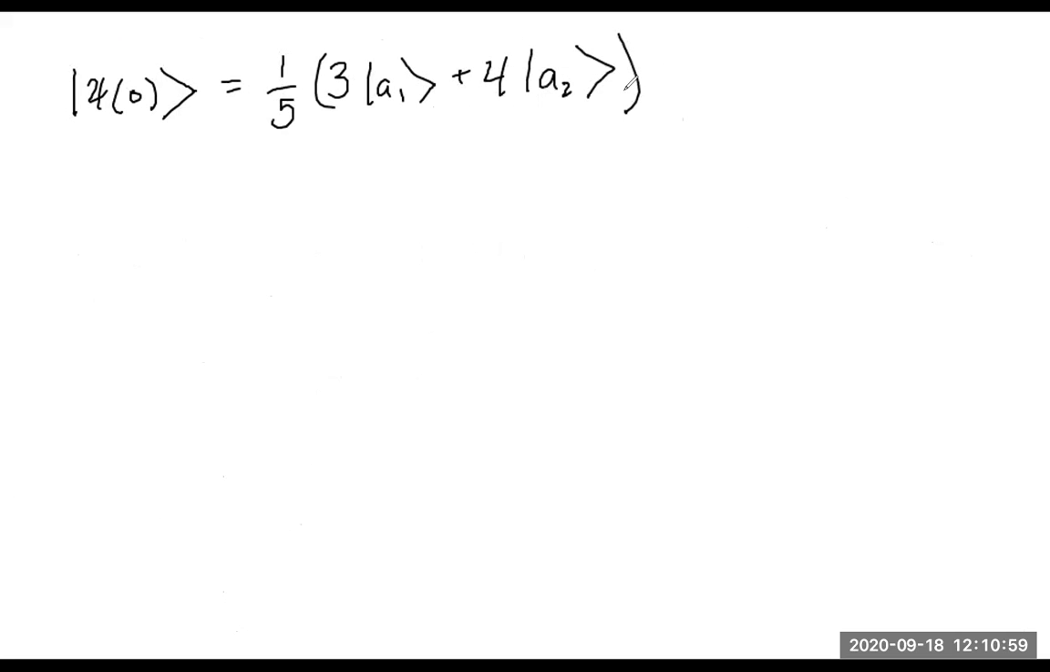Which means that I can write my initial state as 1/5 times 3a1 plus 4a2. So good, now I know psi naught. Now I can calculate part A, which was to find the original energies of these different things. I'm going to write this in matrix notation, so represented by the column vector 3/5, 4/5.